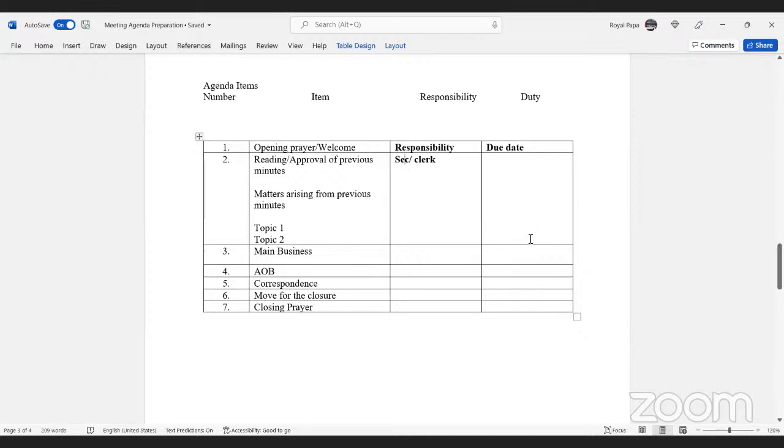Today's Wednesday. So the 22nd, right? The 22nd, June 22nd, 2022, 6 p.m.